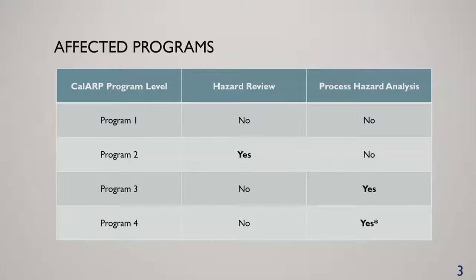So taking a first look at who's going to actually get affected. Program 1 has no regulatory language requiring hazard reviews or PHAs, but starting from Program 2 onwards, we do have the requirements. So Program 2 has hazard review requirements, and Programs 3 and 4 both include requirements for PHAs.